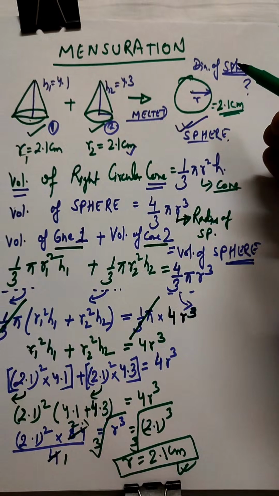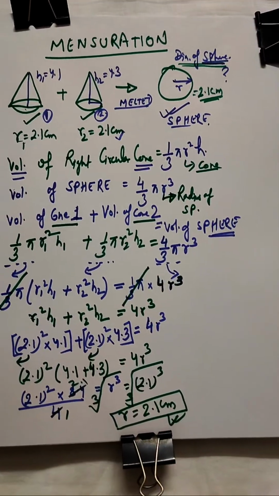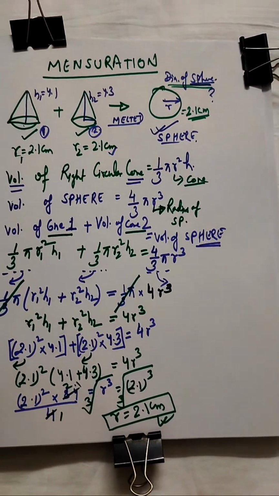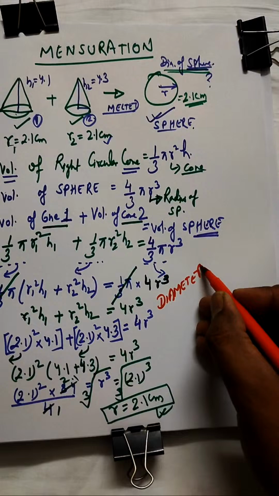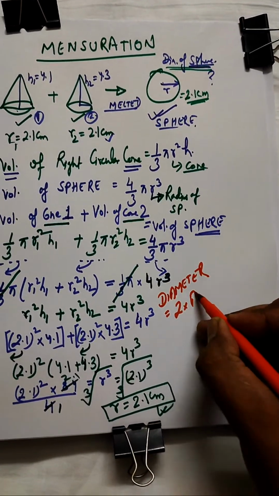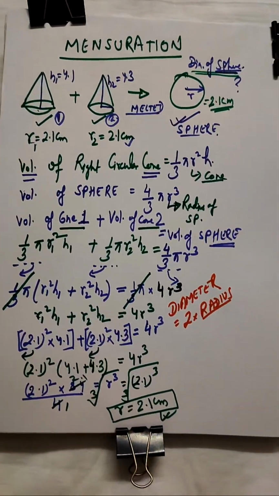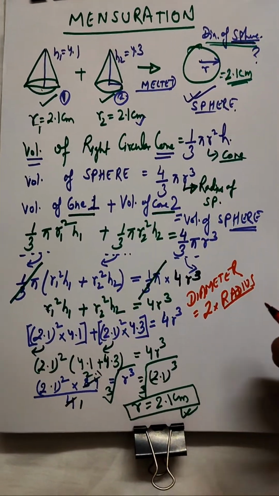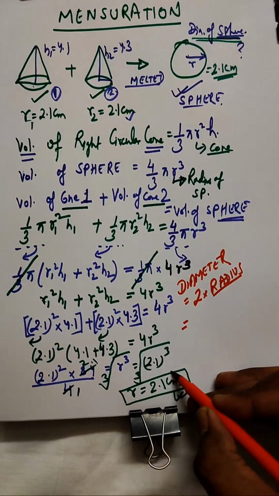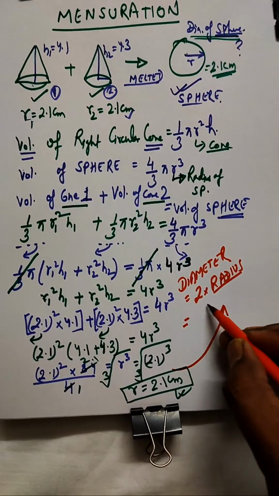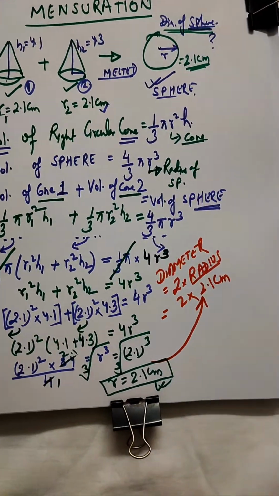But what do we need to calculate? We need to calculate the diameter of the sphere. So how do we find the diameter of the sphere? We know that diameter is equal to 2 times radius. This is a very simple formula, as I hope we all are aware of. If this is equal to 2 times radius, then what is the value of radius? Take it from here. That is 2.1 centimeter, and this will be multiplied by 2.